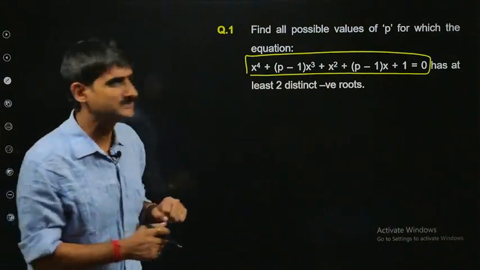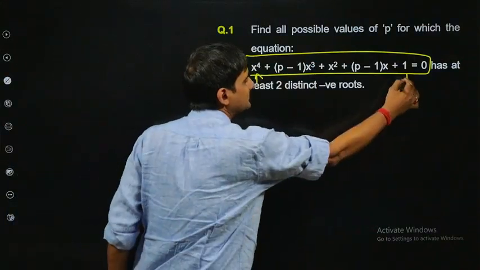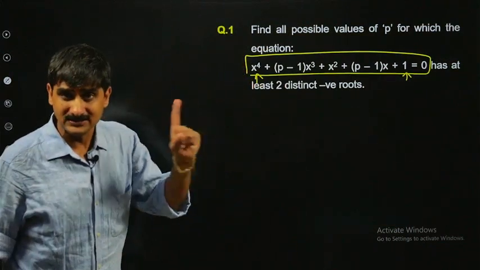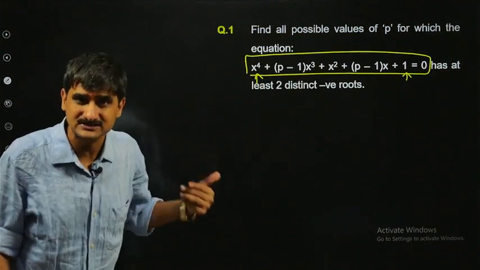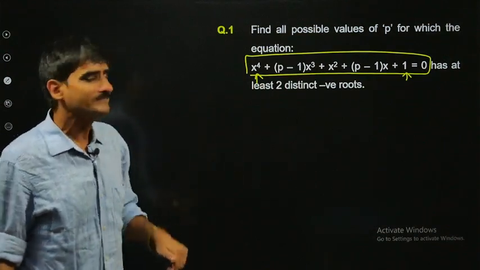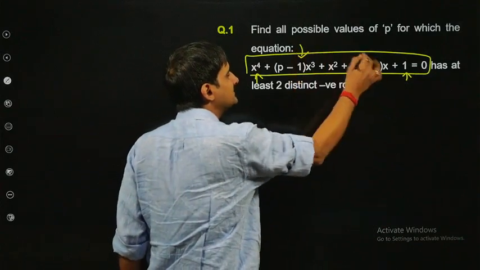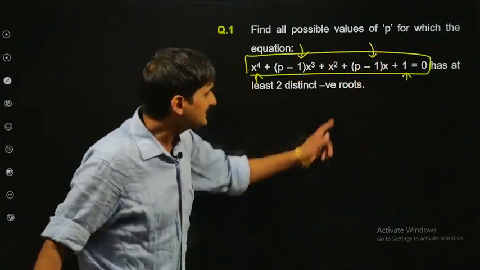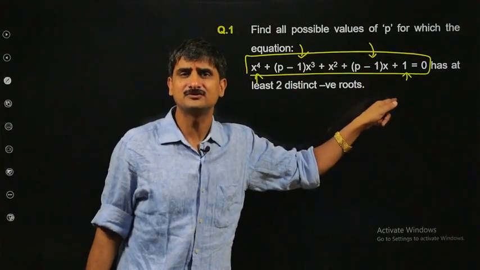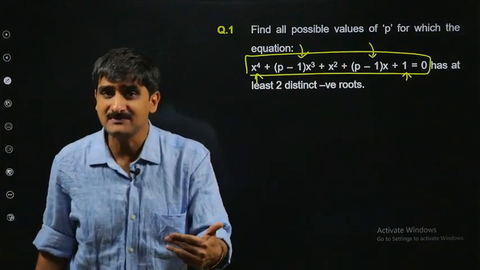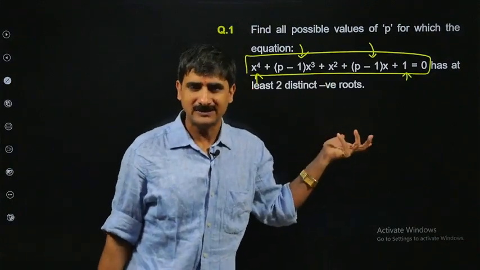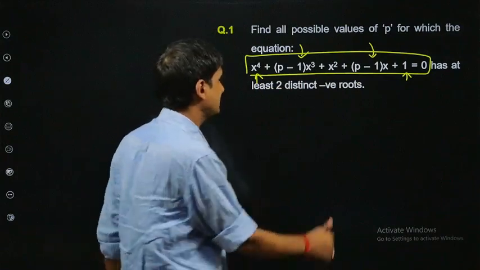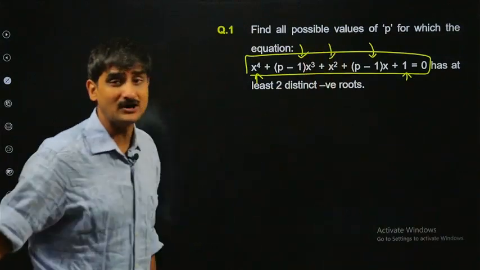The speciality is the highest degree term and the constant term has exactly the same coefficient. You remember this? We have already discussed such type of equation beforehand. And the second highest degree term coefficient and the second lowest degree term, the linear term coefficient, should be the same magnitude wise. Here they are the same in all terms, magnitude wise, and same sign wise, and then you have a middle term. So how do we start?